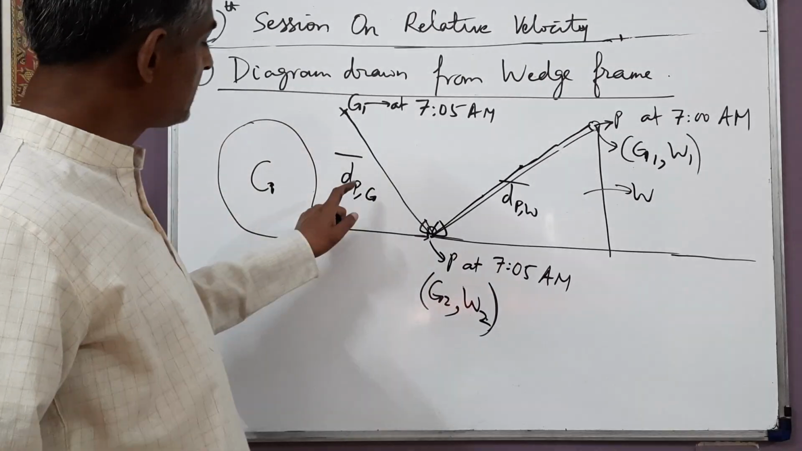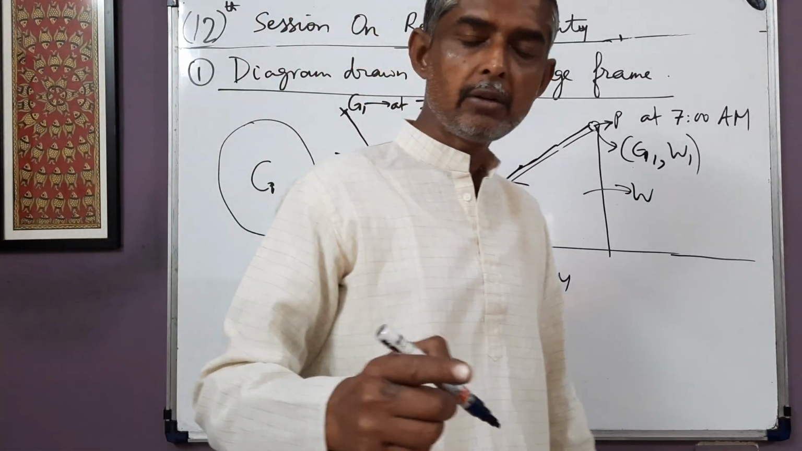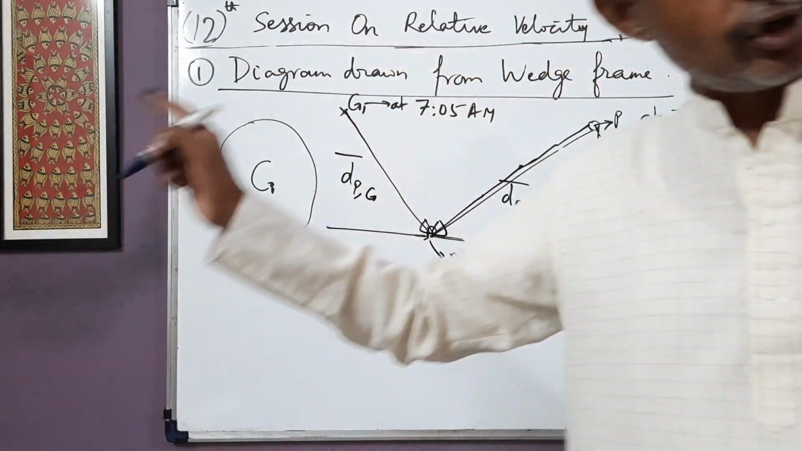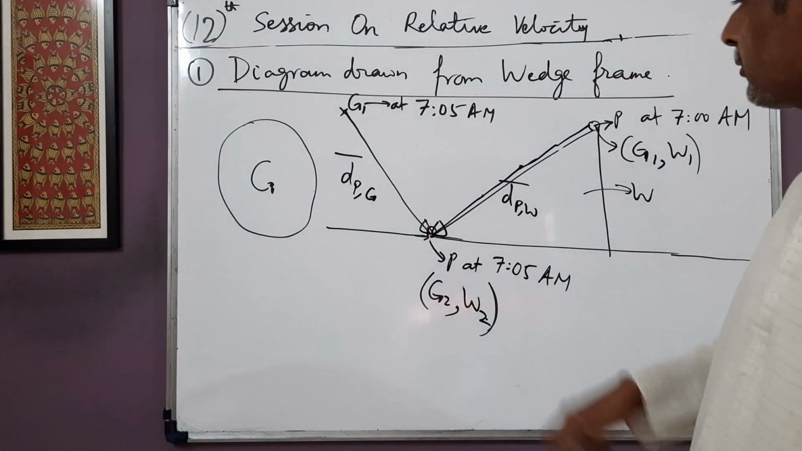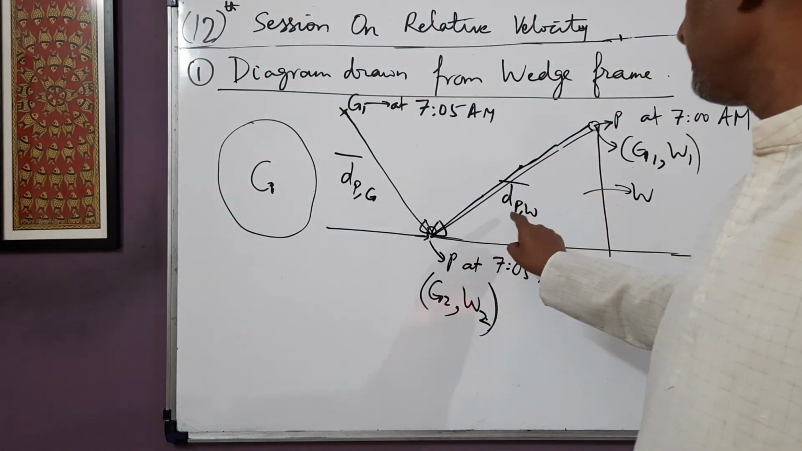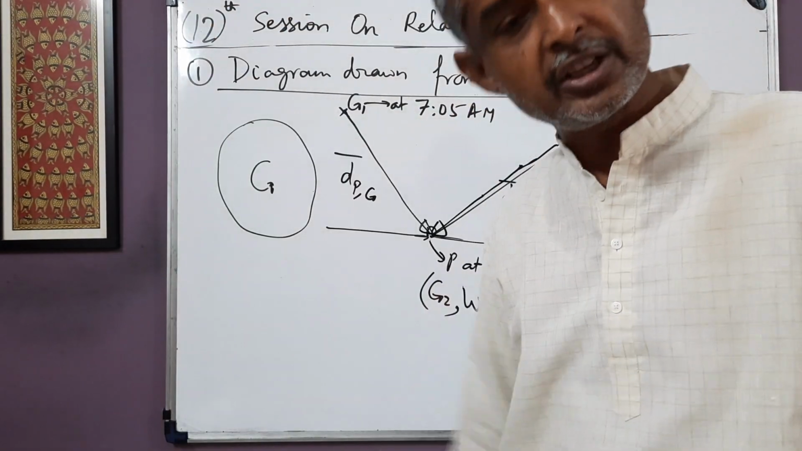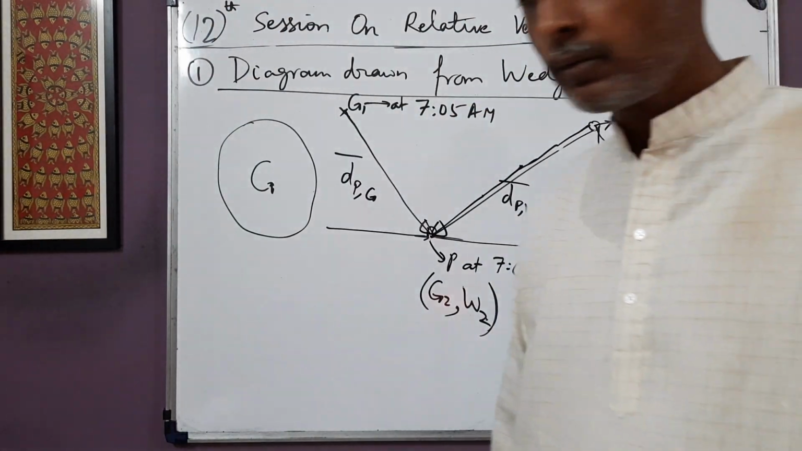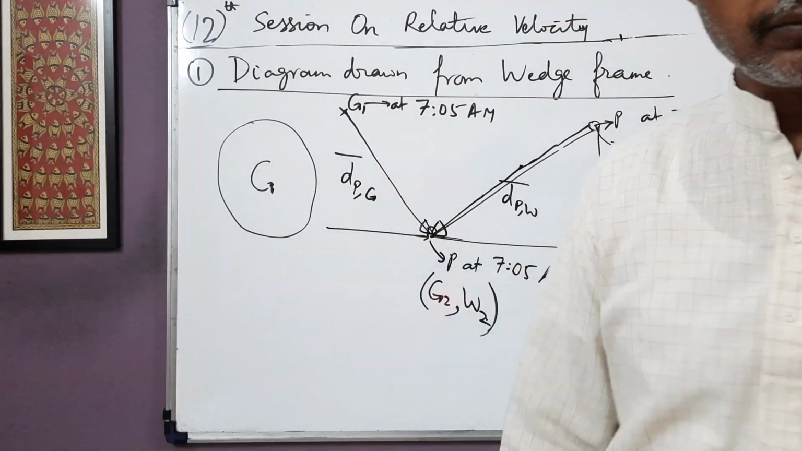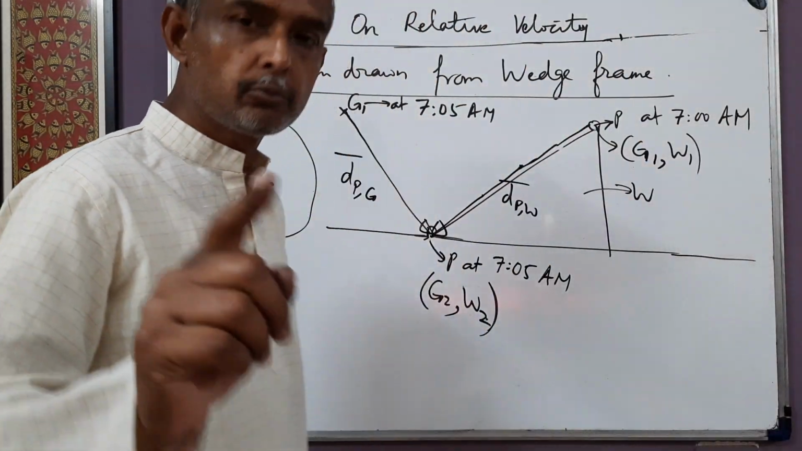This DPG is the same as the DPG we found by drawing the diagram from the ground. In this case we have drawn the diagram from the wedge, but the DPW and the previous DPW are the same, and DPG and the previous DPG are also the same. So one example I have discussed. I shall take up one more example.